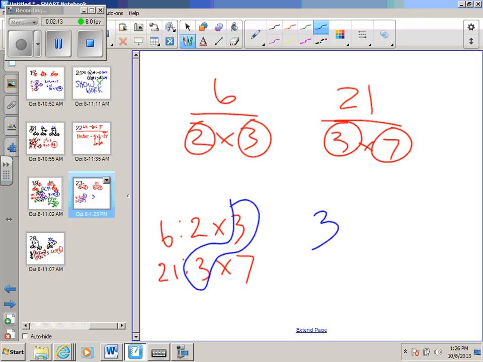Therefore, their greatest common factor is just a 3. They can't have 2 in common. Why? There's no 2 for 21. They can't have 7 in common because there's no 7 for the 6. Okay? So we use our prime factorization to find the greatest common factor. Now, that's what you do when they only have one number in common.